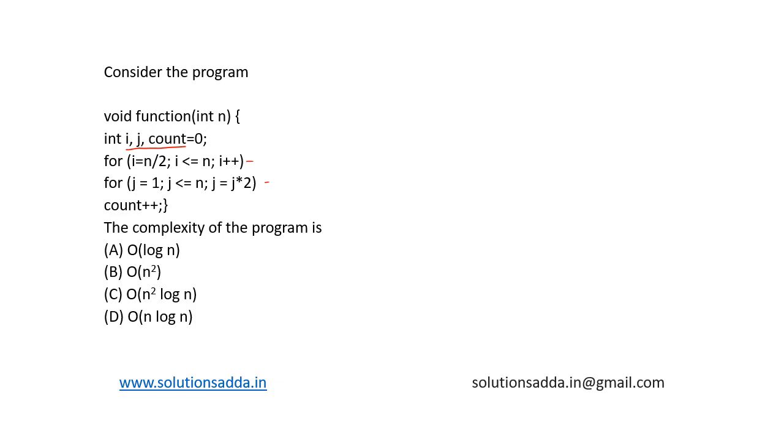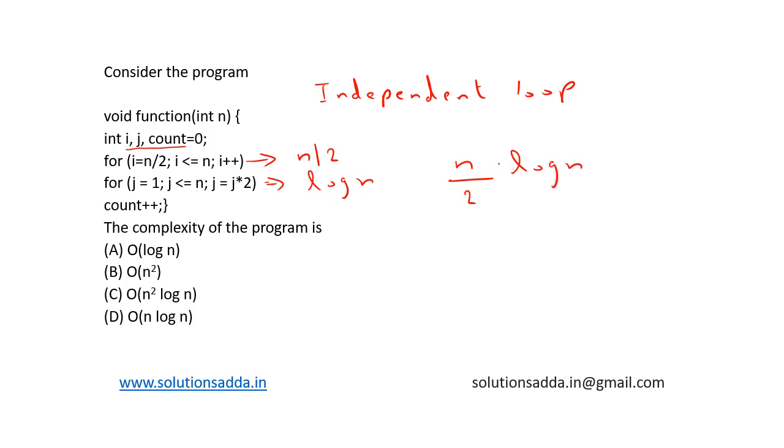Both the loops are running independent of each other because there is no dependent variable which is controlling the flow. So independent loops. This is the important point. Now this loop runs for n by 2 time, and this loop, if you can see, runs till log n time. So we can say it runs n by 2 into log n times. In terms of big O, it is almost order of n log n. So the correct option is option D, order of n log n.